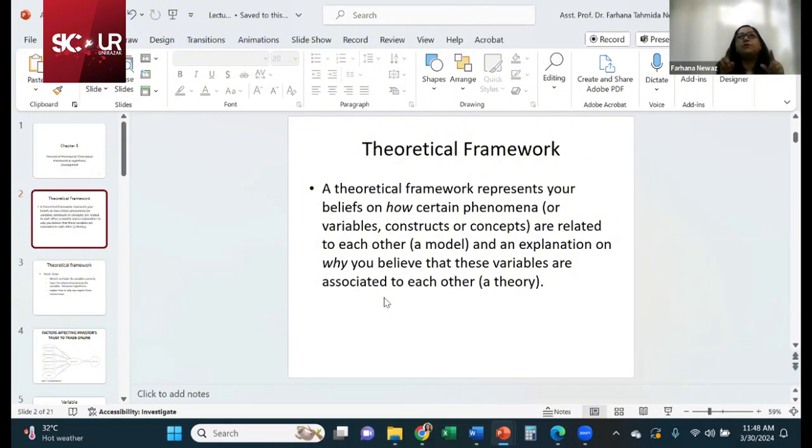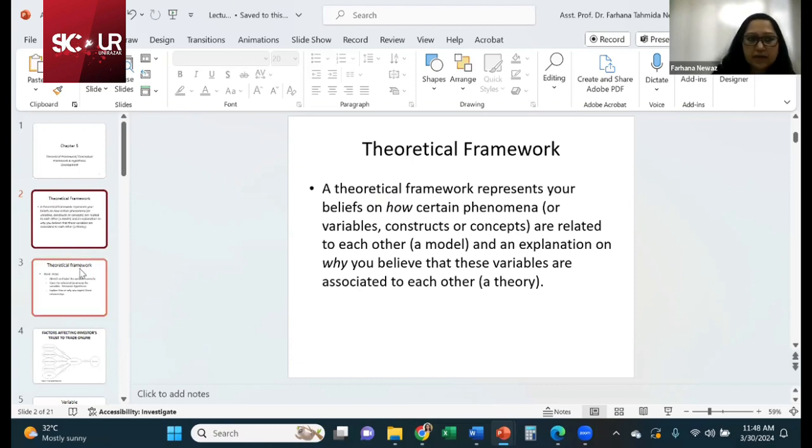Not only will you show with the picture which variable is related to which variable, but you also need to explain why you believe the relationships are there between the two variables or among the variables. When you give this explanation, where will it come from? Based on the theory as well as on previous research, right? Based on the theory, and the empirical studies or the literature review, you need to explain why you believe those variables are related to each other.